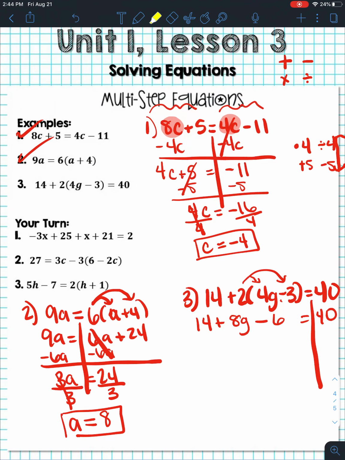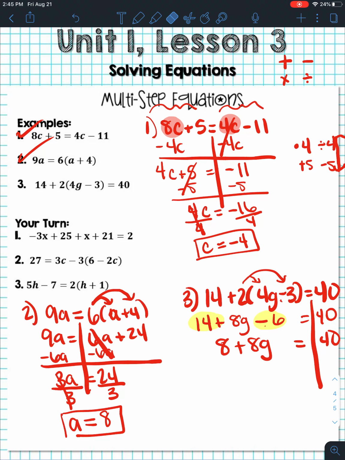So now I'm going to combine my like terms on each side. Well, now I do have like terms on each side, so I need to put those together. And when they're on the same side of the equal sign, I'm going to do exactly what it says. So I have 14 minus 6. 14 minus 6 is 8, and then I still have plus 8g, and equals 40. So I have 8 plus 8g equals 40.